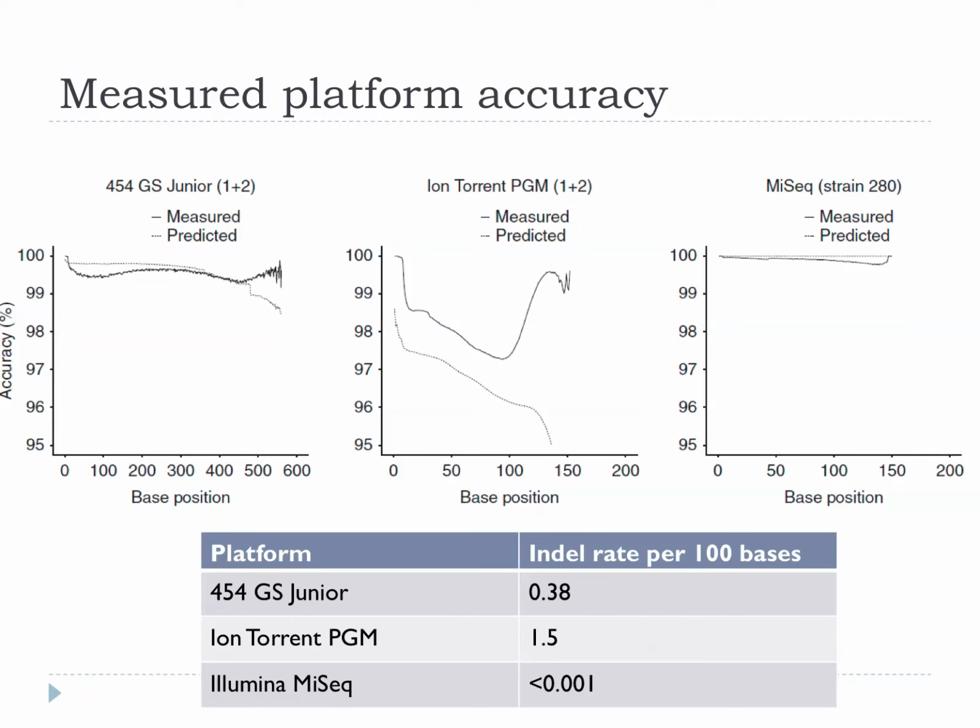Nick looked at the accuracy of these platforms, the measured versus predicted, and what he found was that the Ion Torrent was actually doing the worst of the three by some margin. It was doing better than what the Ion Torrent people predicted, but it still wasn't doing very well. And the major problem was to do with indels. So it wasn't base substitutions, but it was adding in an extra base or taking out a base at various positions in the sequence. And this is particularly the problem with homopolymers.